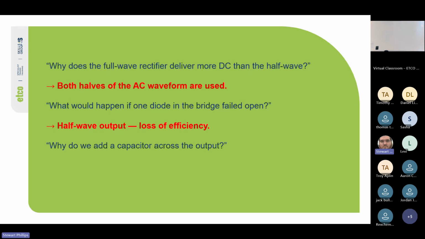Yeah, so we add the capacitor for smoothing effects, to try and create ripple-free DC. It's to reduce voltage ripple and smooth out the DC output. You're never going to get 100% true ripple-free DC unless you do it from something like a battery source. That's really the only way you're going to get ripple-free DC.